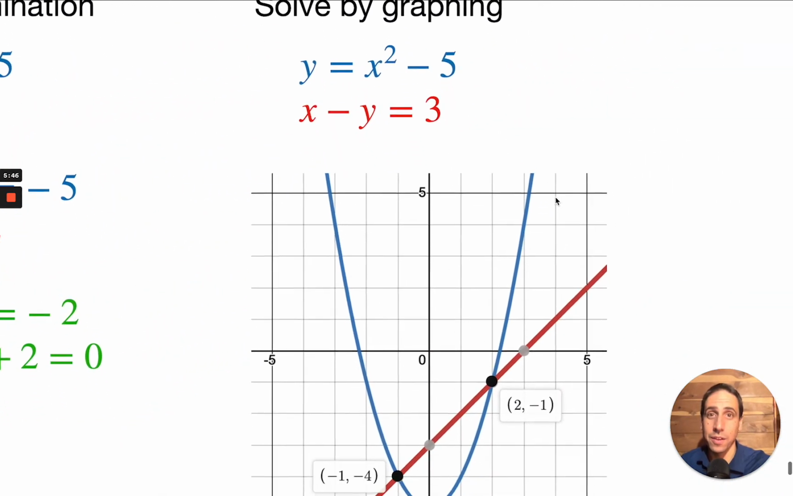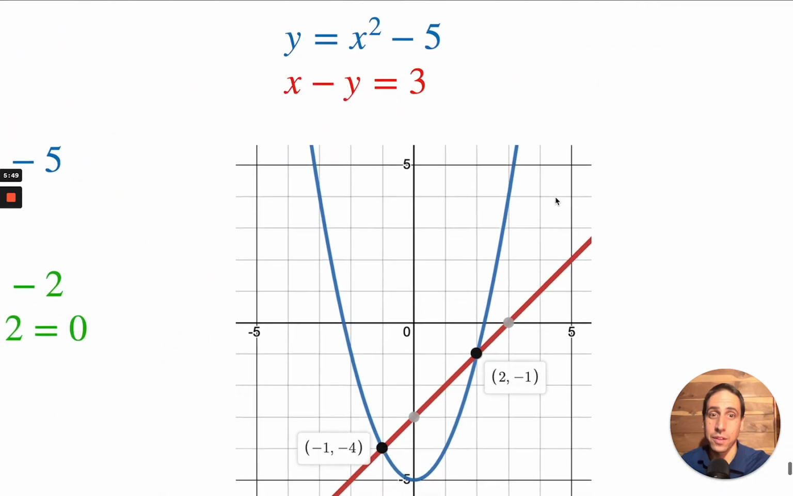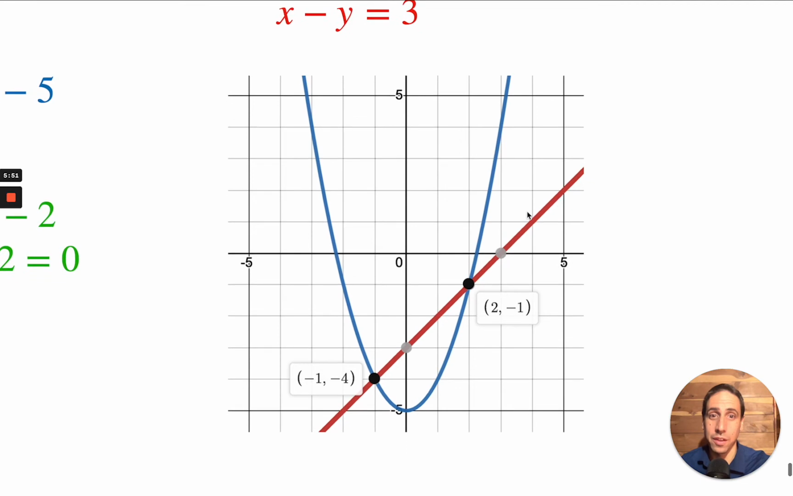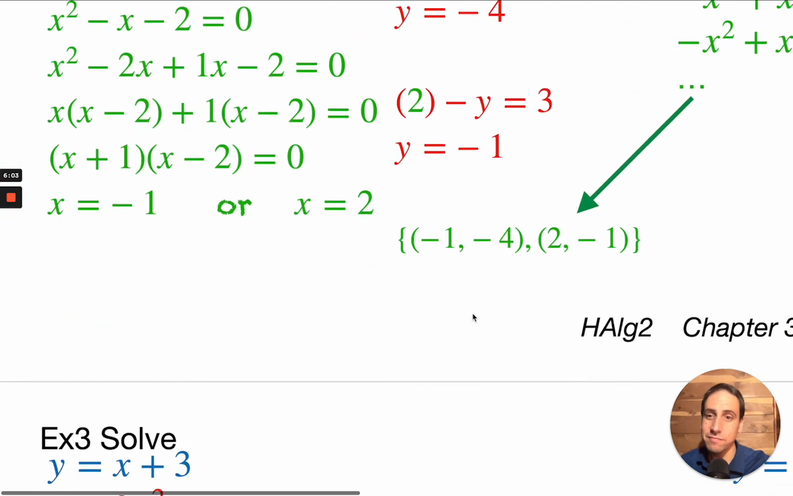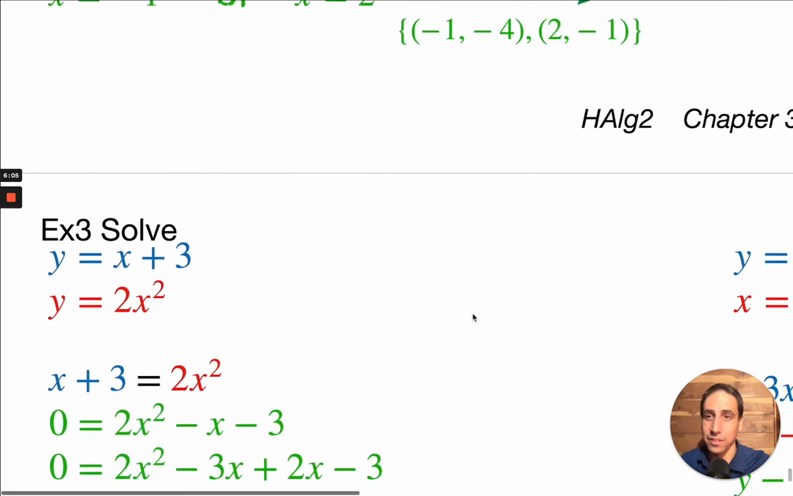Solve by graphing. All right, well, if you want to graph all these, this is what the graph will look like. And you can see there are actually 2 intersections. Boom, boom. Because there are 2 solutions. And here they are: negative 1 comma negative 4 and 2 comma negative 1. Isn't that great? Oh, so fascinating. All right. So let's continue.